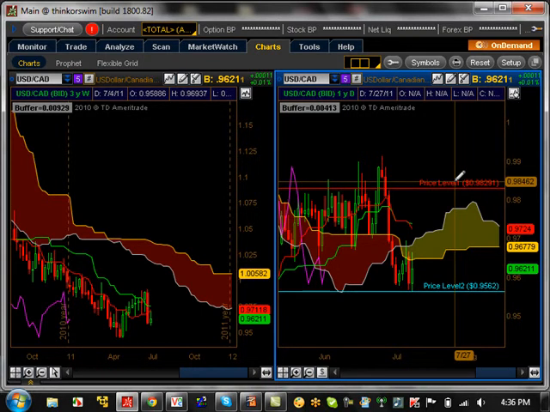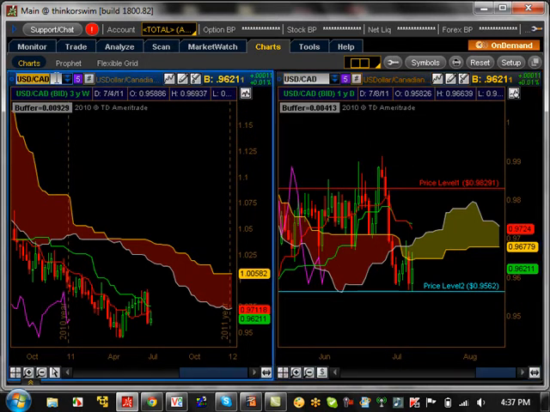I would be very careful on trying to short this right now. If anything, I would look for bullish opportunities only if they arise, but I wouldn't look at it until it gets above 9800 at least.